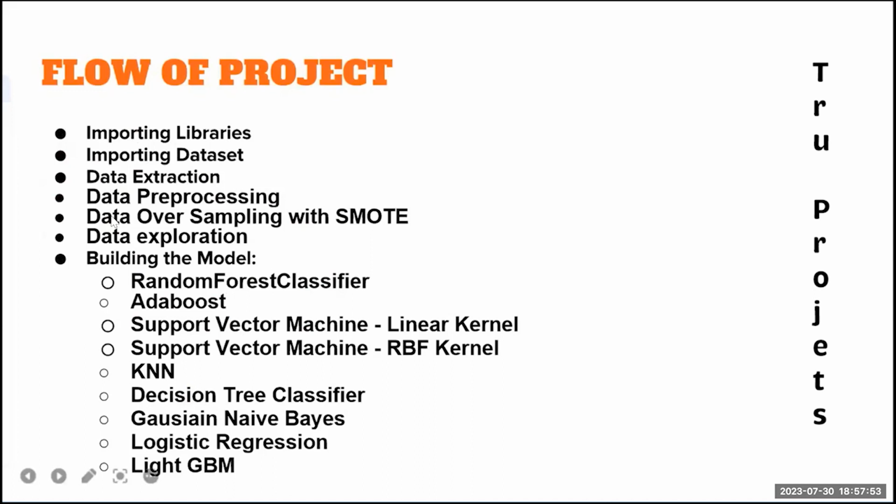And the next step is data oversampling with SMOTE. Check if the dataset suffers from class imbalance, where one class has significantly fewer instances than the other. If there is class imbalance, apply SMOTE to generate synthetic samples of the minority class, making the dataset balanced and avoiding bias towards the majority class.